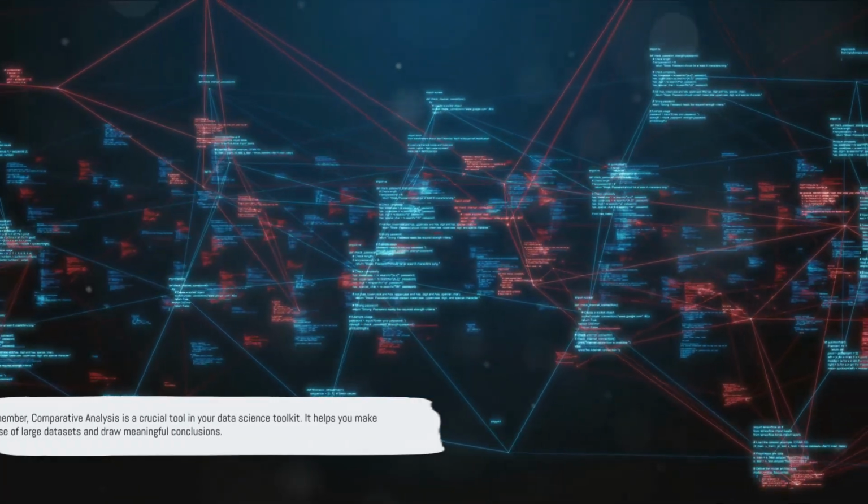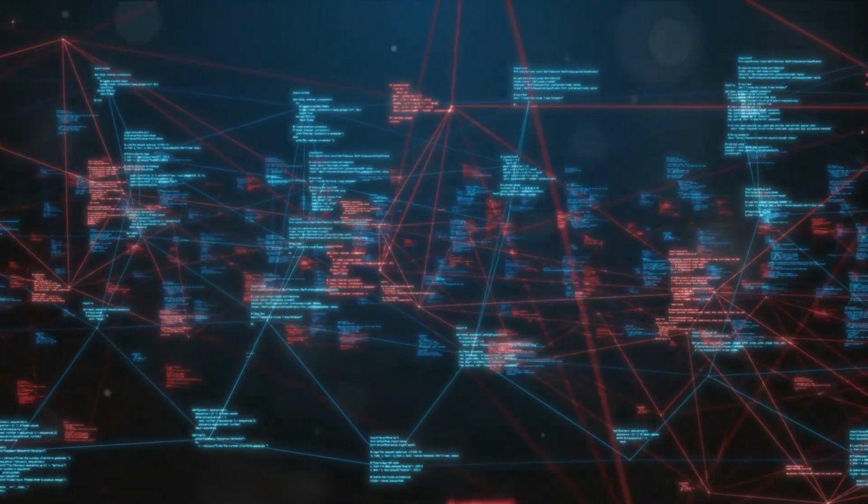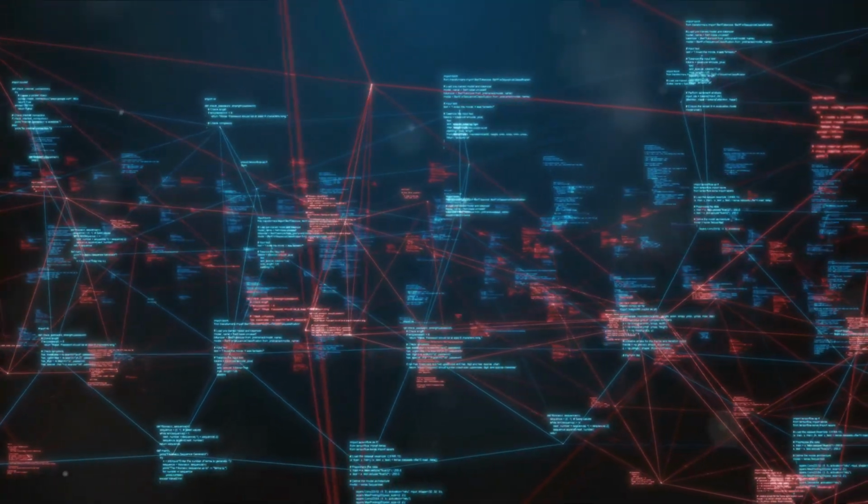Remember, comparative analysis is a crucial tool in your data science toolkit. It helps you make sense of large data sets and draw meaningful conclusions.